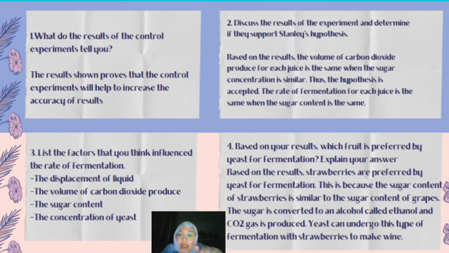Firstly, the displacement of liquid. Second, the volume of carbon dioxide produced. Thirdly, the sugar content. And fourth, concentration of yeast. Based on the results, strawberries are preferred by yeast for fermentation. This is because the sugar content of strawberries is similar to the sugar content of grapes.